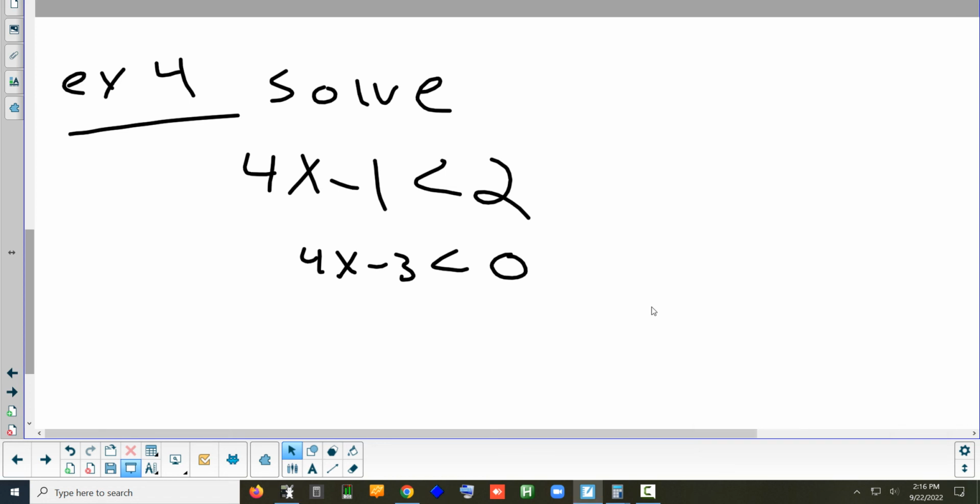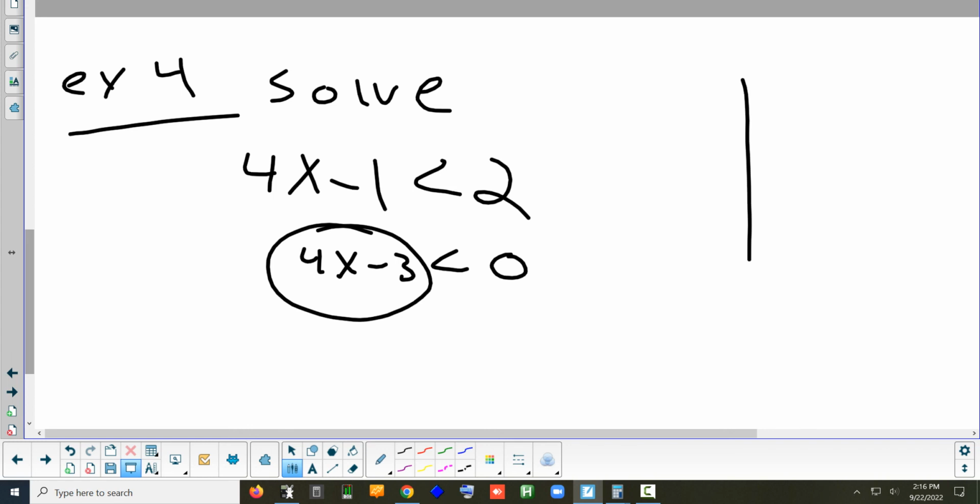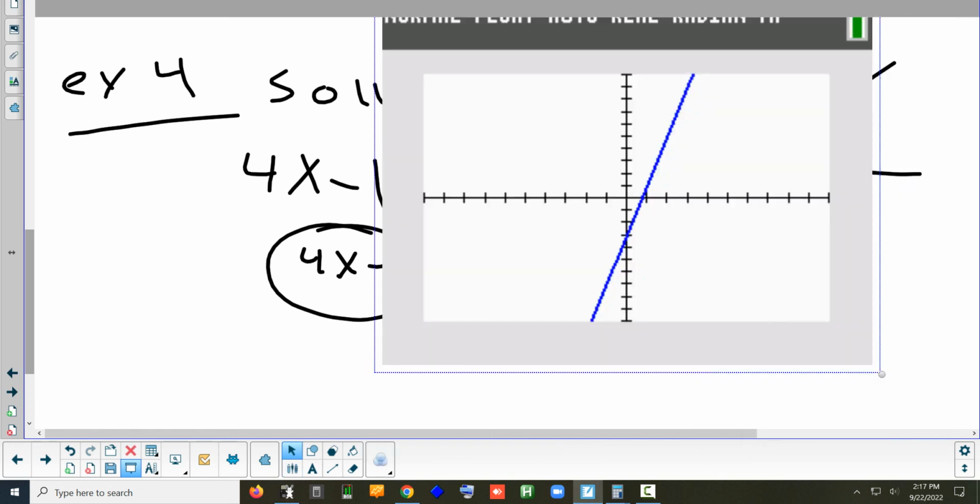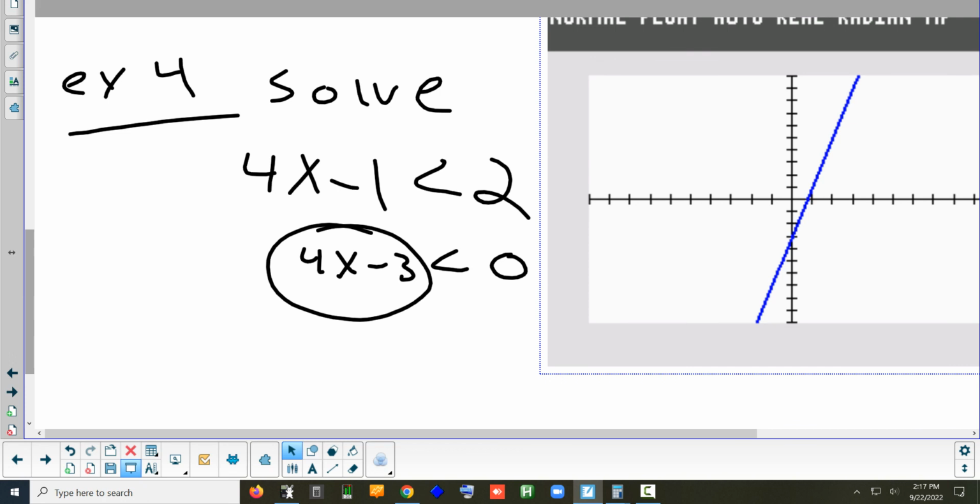Now, when I draw that, this is going to show up as a line. I want to know where that line is less than 0. If you're looking at an axis, less than means under. So if my line looks like this, I want to know that section. Where is it under the 0? Above, well, that would be the other section. So let's look at our picture. It's pretty much exactly what it looks like.